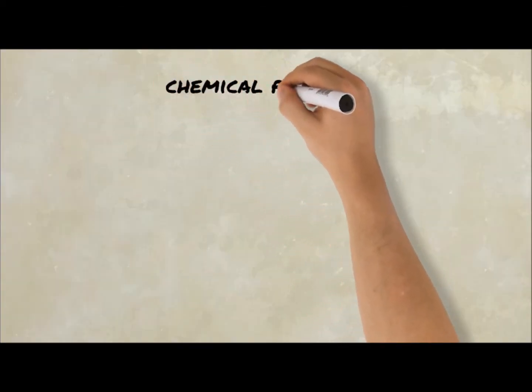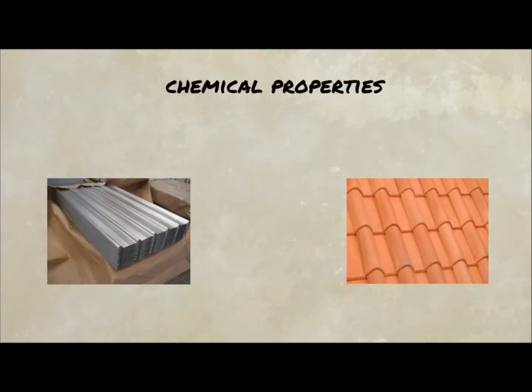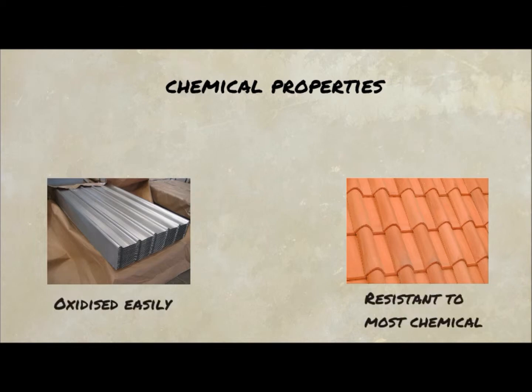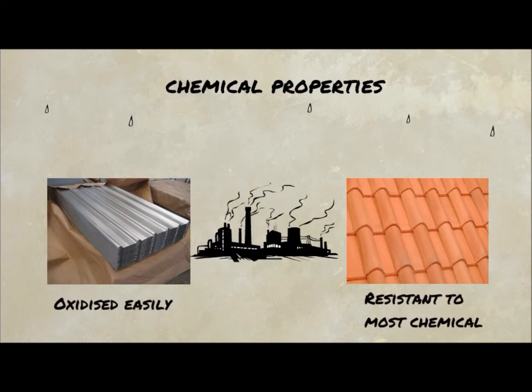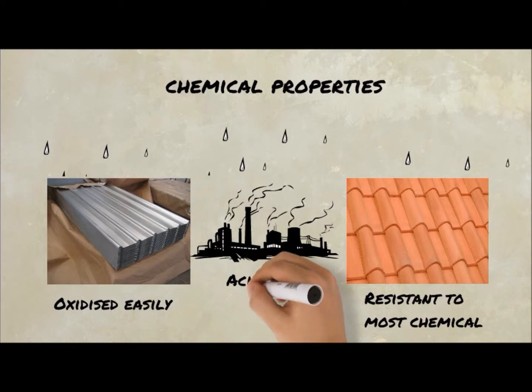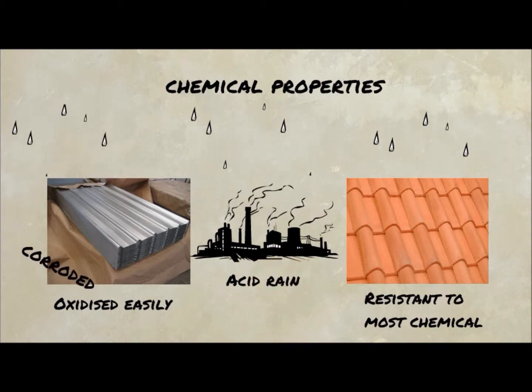Next thing, chemical property. Zinc oxidizes easily in atmospheric environment, while clay is resistant to most chemicals. If both roof tiles are put under acid rain, zinc roof tile will corrode first.